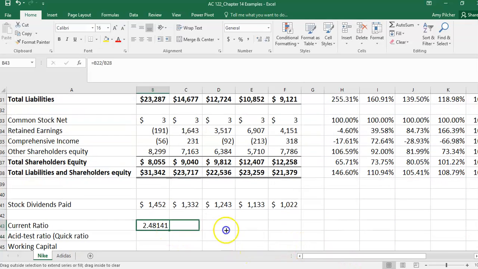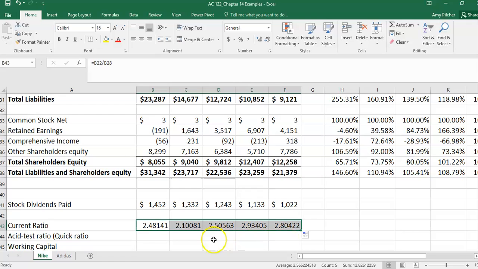And we want that number to be higher than 1, and so it is consistently. Anything below 1, we would have higher current liabilities than our current assets, and it shows issues with our ability to pay off the debts that we have coming up.